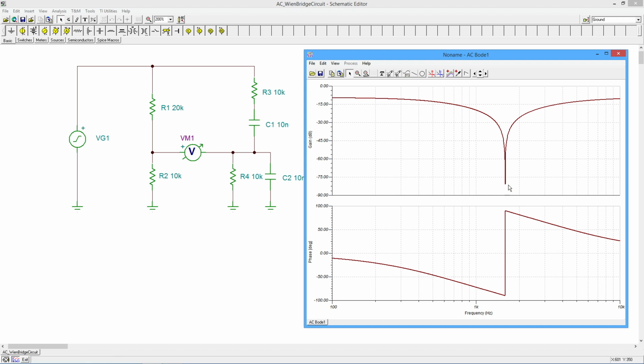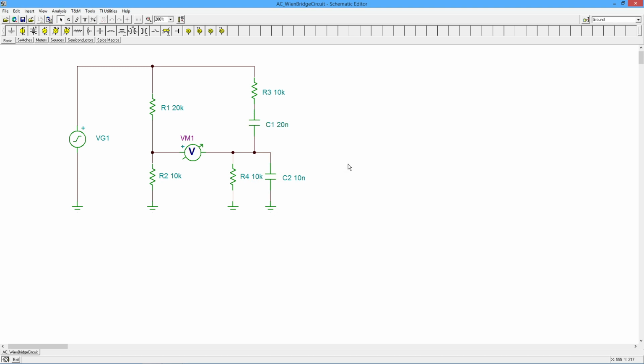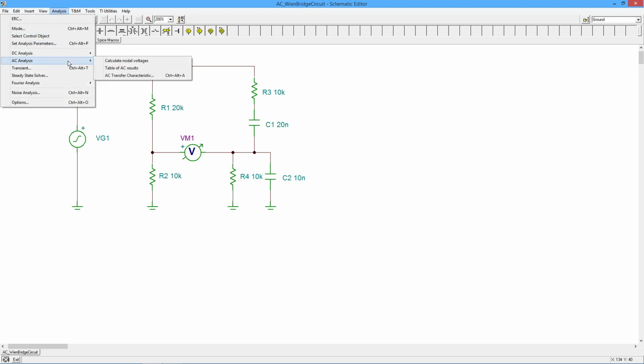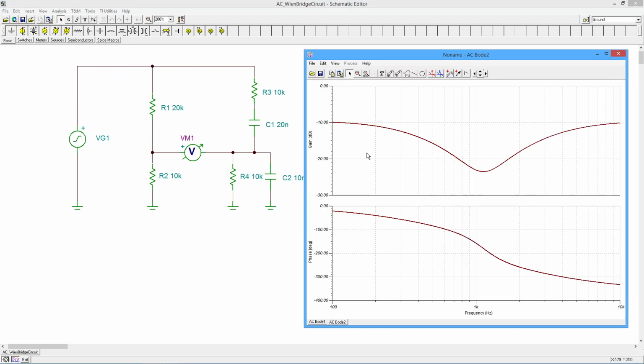So what happens if we didn't have exactly these values? In other words, I don't have exactly, let's say, 10 nanofarads and 10 nanofarads. Right, let's say one of these guys is off a little bit. What does our Wien bridge do? And maybe this will give us a clue into where this thing can be used. So I'm going to do the same plot. And look what happens. We still get a dip, but it's really kind of broad.